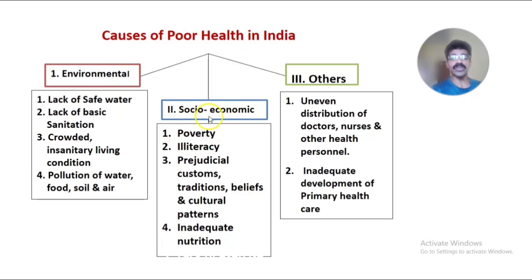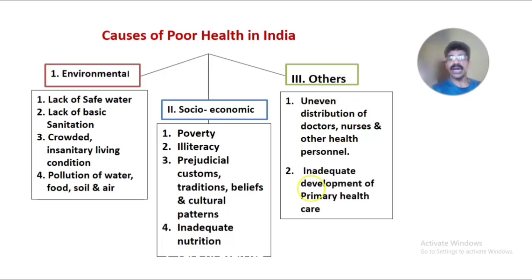Second major cause is socio-economic causes. It includes poverty, then illiteracy, lack of education or ignorance, then prejudicial customs, practicing different prejudicial customs, traditions, beliefs, cultural patterns or unhealthy practices, etc. The last one is inadequate nutrition or taking an imbalanced diet.